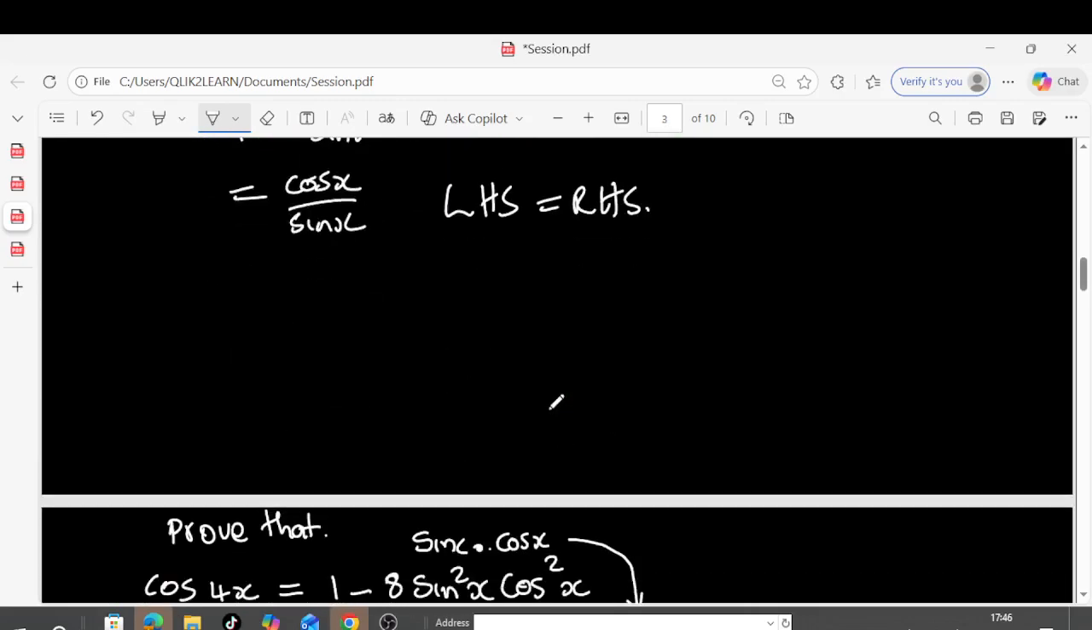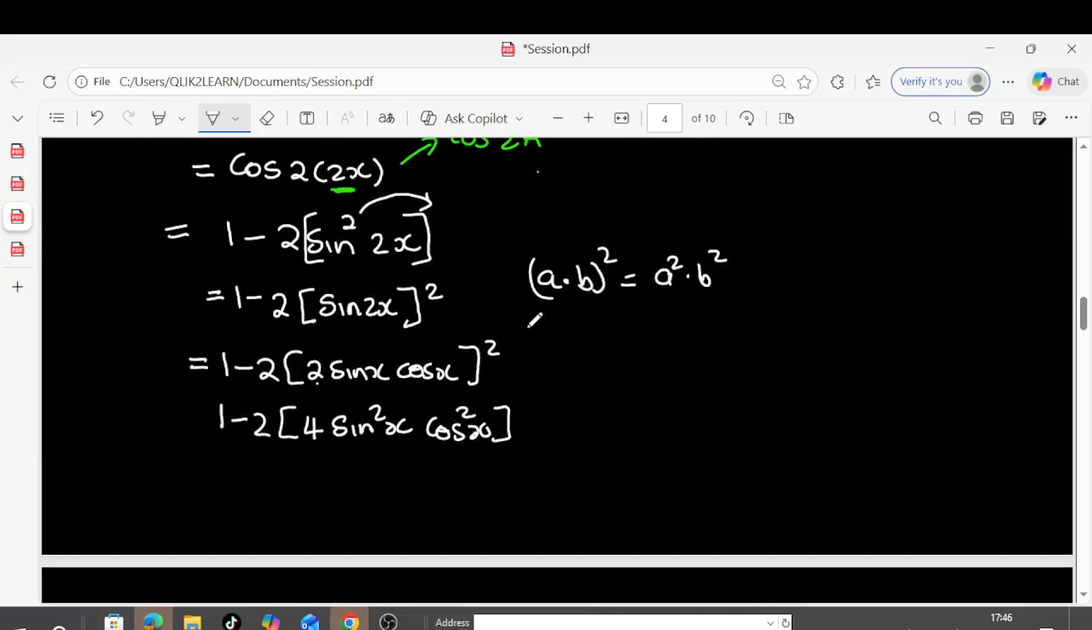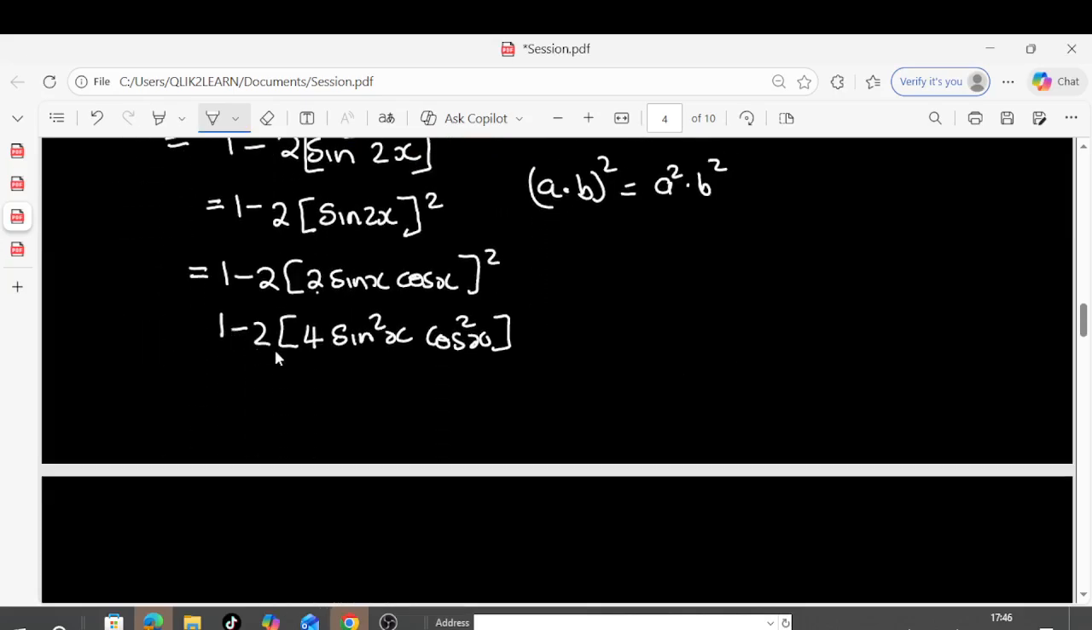Look at this. We are trying to prove that this is 1 minus 8 sine squared x cos squared x. And I can see that inside the bracket I already have my sine squared x cos squared x. Multiply the bracket by 2. 2 times 4, that's 8. And then sine squared x cos squared x. Therefore, left hand side is equal to right hand side.